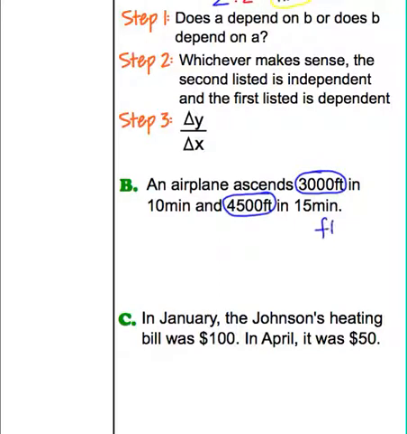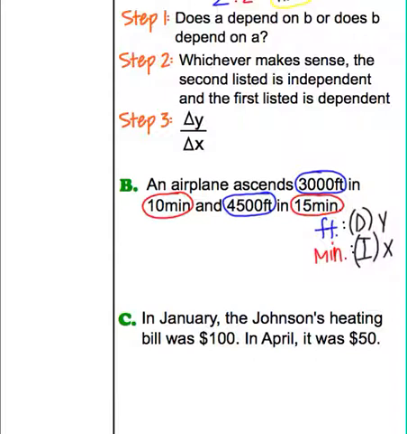So I know that feet must be one of my variables. And then I notice that I have 10 minutes and I've got 15 minutes. So I know that minutes are going to be my other variable. Now the nice part is that minutes is a form of time, which therefore automatically qualifies minutes as being our independent, and I will put an I for independent, and therefore our X. Feet then becomes dependent because how long you travel determines how far the plane ascends, and that makes it our Y value.